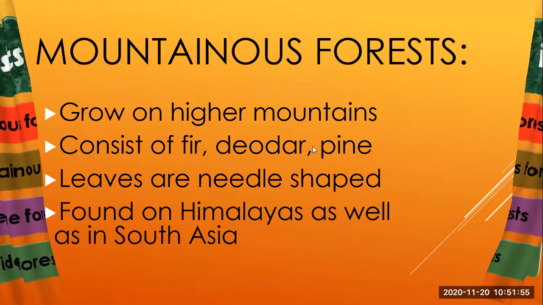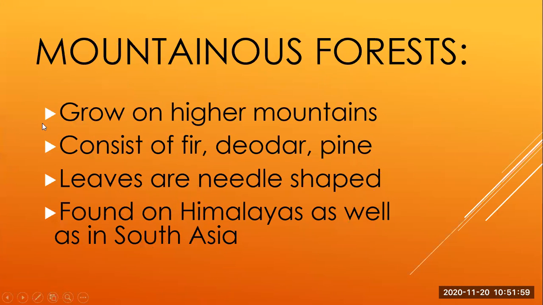So what are the mountainous forests? Mountainous forests are the forests which are grown on higher mountains. Okay, so we have to remember this thing, that the forests are grown on higher mountains. And here are the names or the examples of trees which are grown over there. It consists of fir, deodar, pine. What are these? These are the names of the trees, okay? And these are grown in mountainous forest. It means they are grown on higher mountains. Leaves of these trees are needle-shaped, found on the Himalayas as well as in South Asia. Okay, we have many examples.